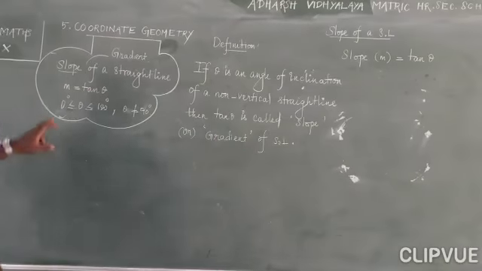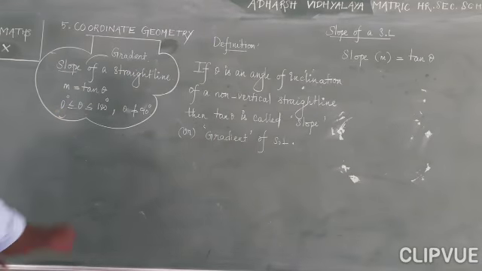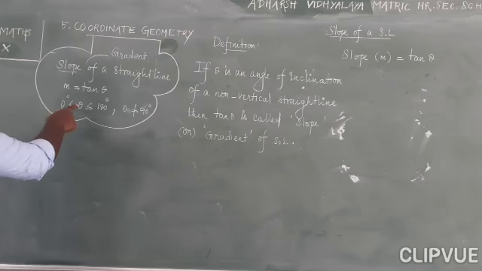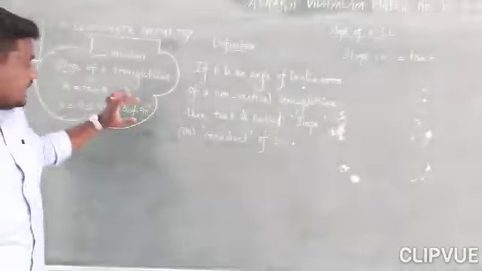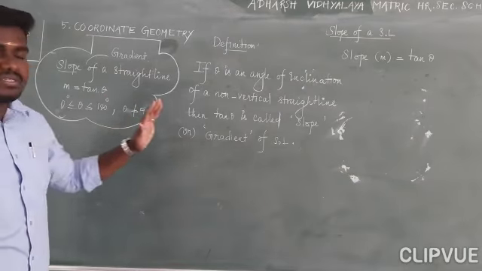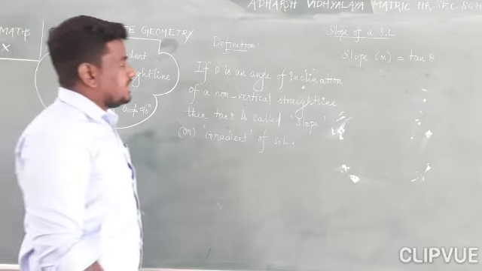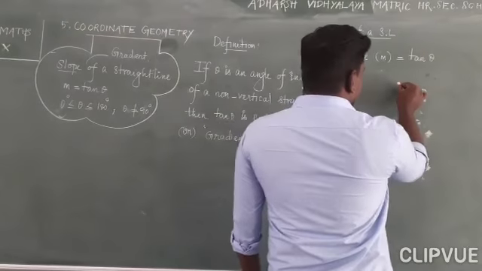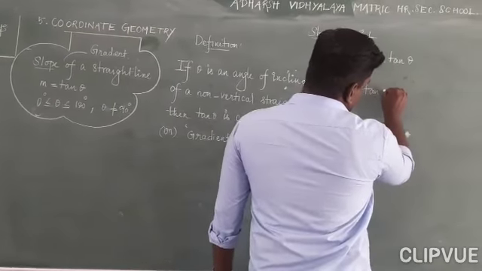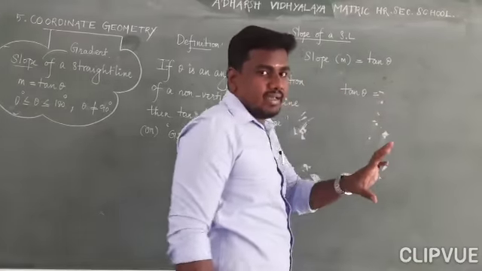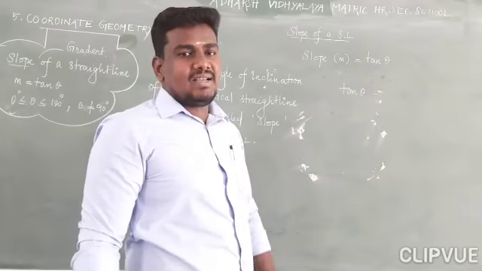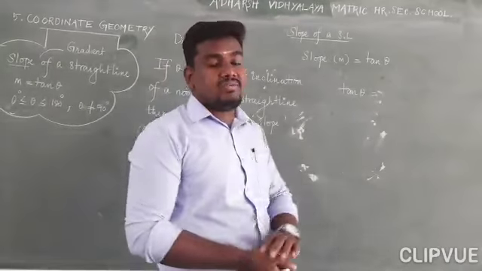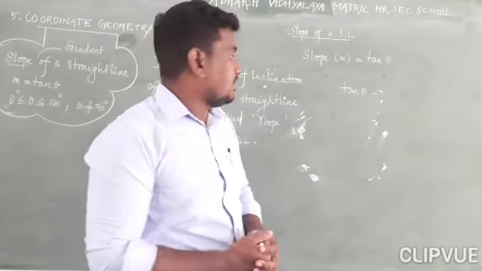Here the condition for theta is 0 degrees less than or equal to theta, less than or equal to 180 degrees, and theta is not equal to 90 degrees. I will tell you why we take theta not equal to 90 degrees. See, in a right angle triangle, tan theta is equal to the ratio of the opposite side and the adjacent side.